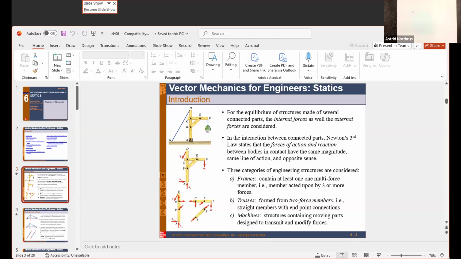But if you look at the whole structure, the Y forces and the X forces all have to add to zero. And if you look at any individual member or a piece of that member, they're also going to have to add to zero on that member or on that piece. Because otherwise, something would fly off into infinity.